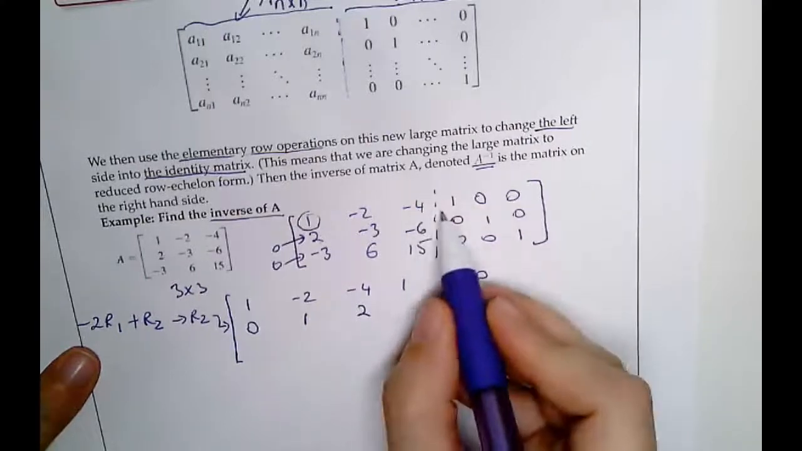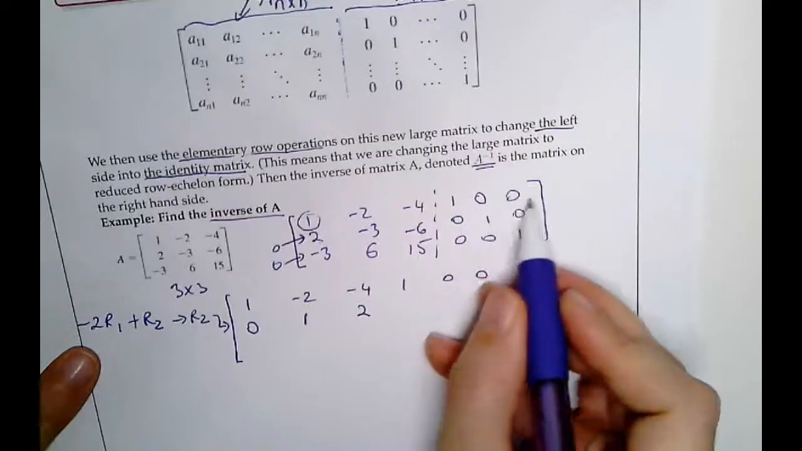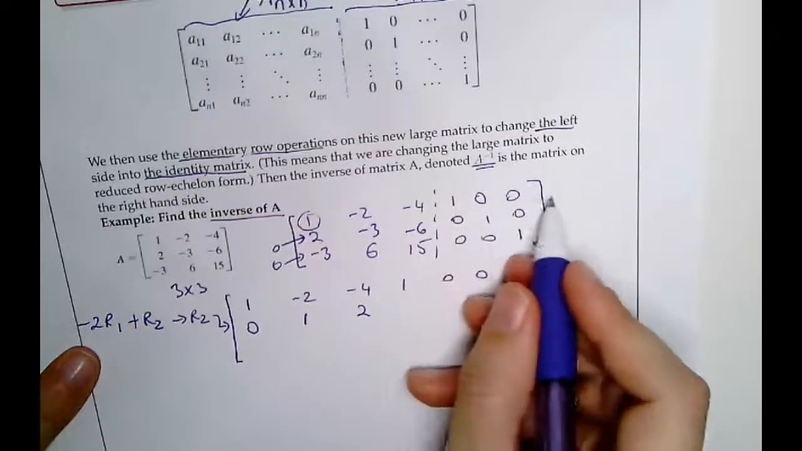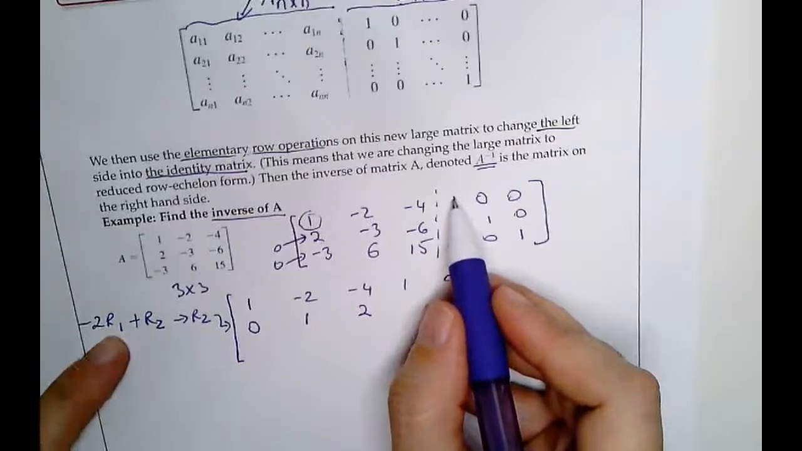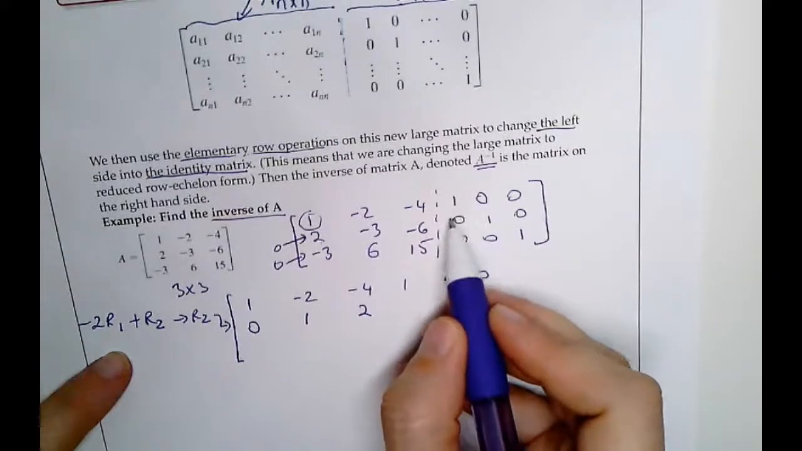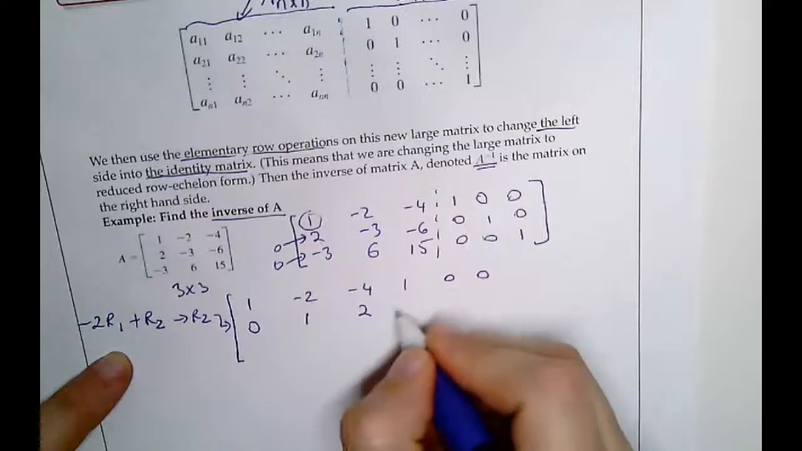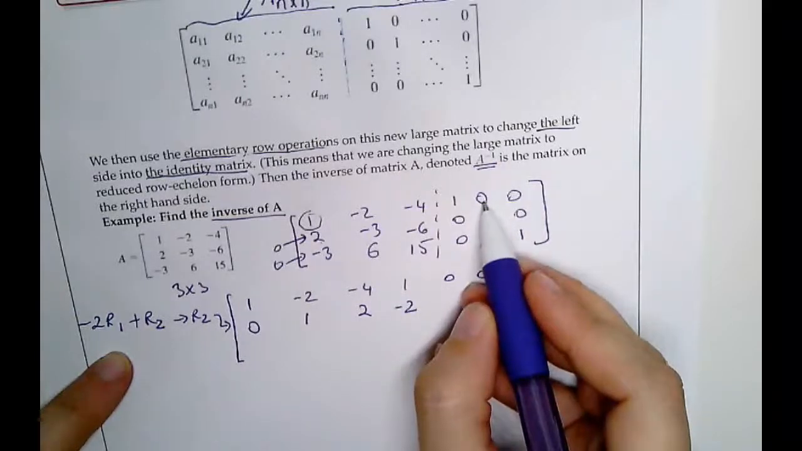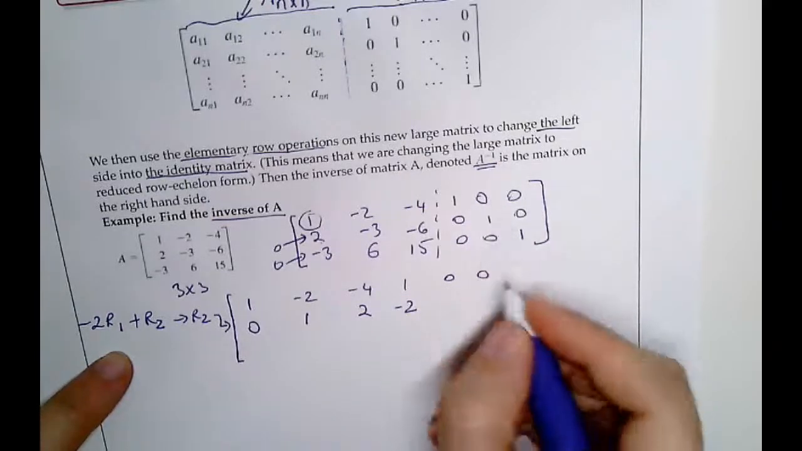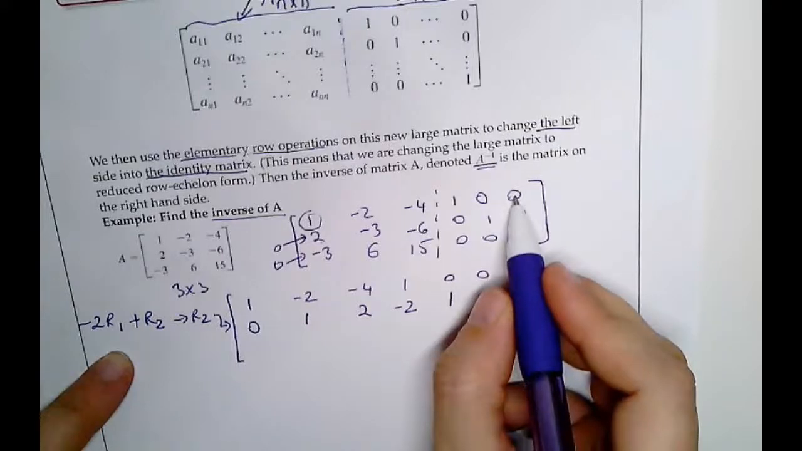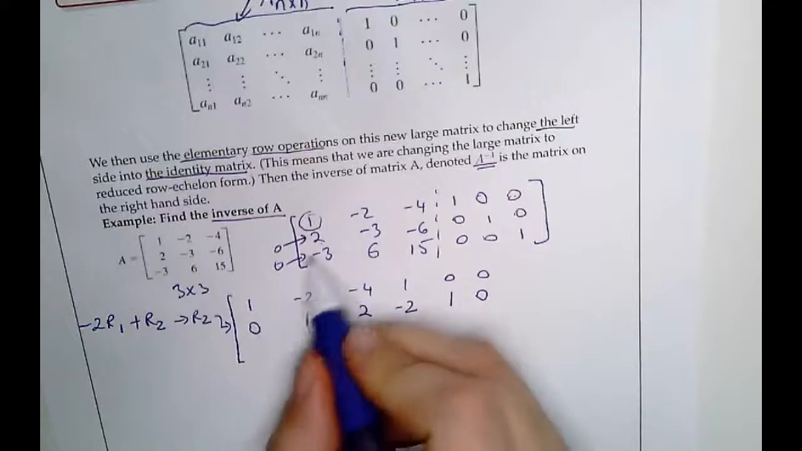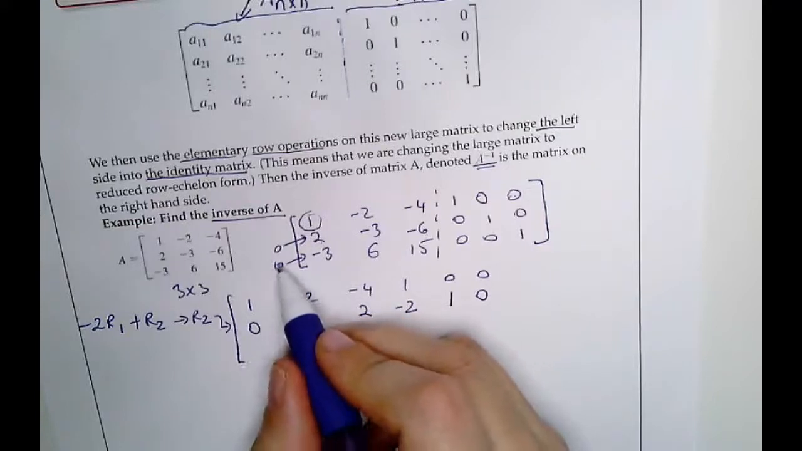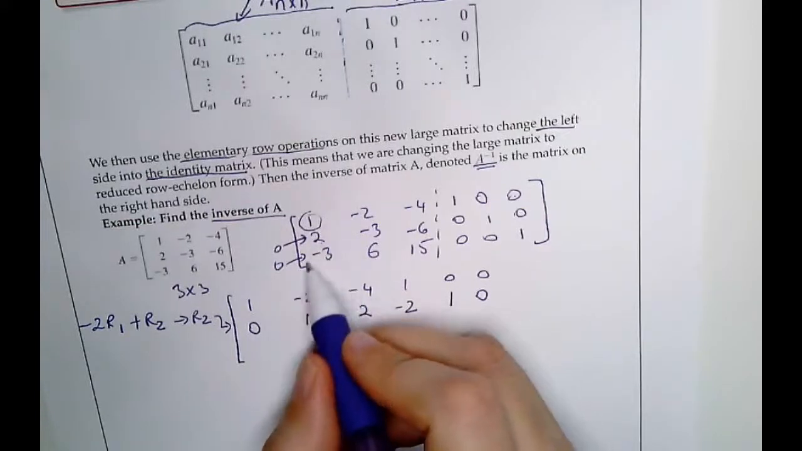And I'm going to do it to these 3 columns as well. So negative 2 times row 1: negative 2 times 1 is negative 2, plus 0 is negative 2. Negative 2 times 0 is 0, plus 1, that's a 1. Negative 2 times 0 is a 0, plus a 0, that's a 0. So this is how I made this 0 into a 2. Now, let's make this negative 3 into a 0.